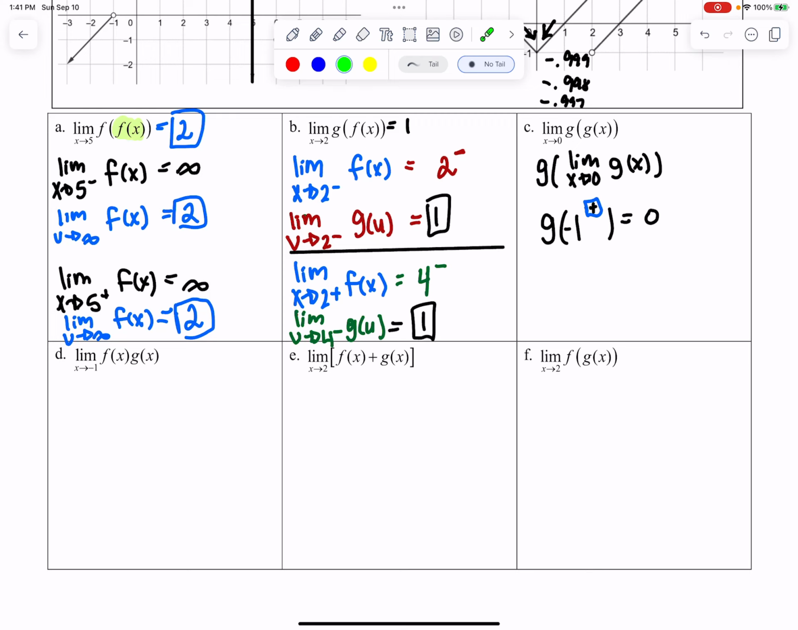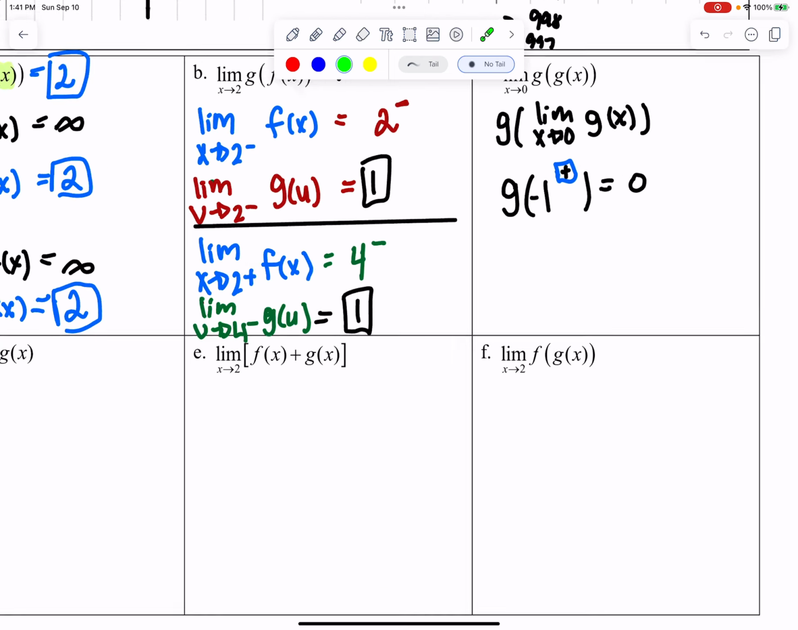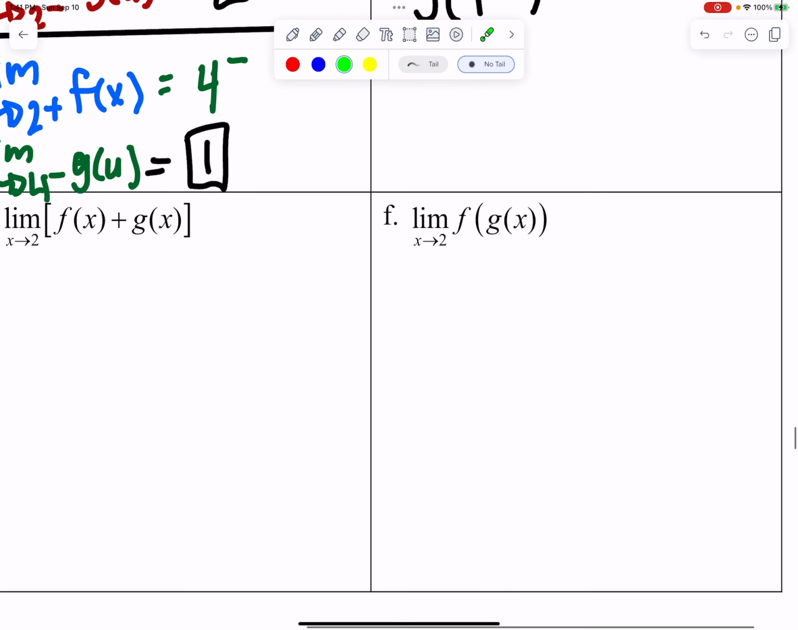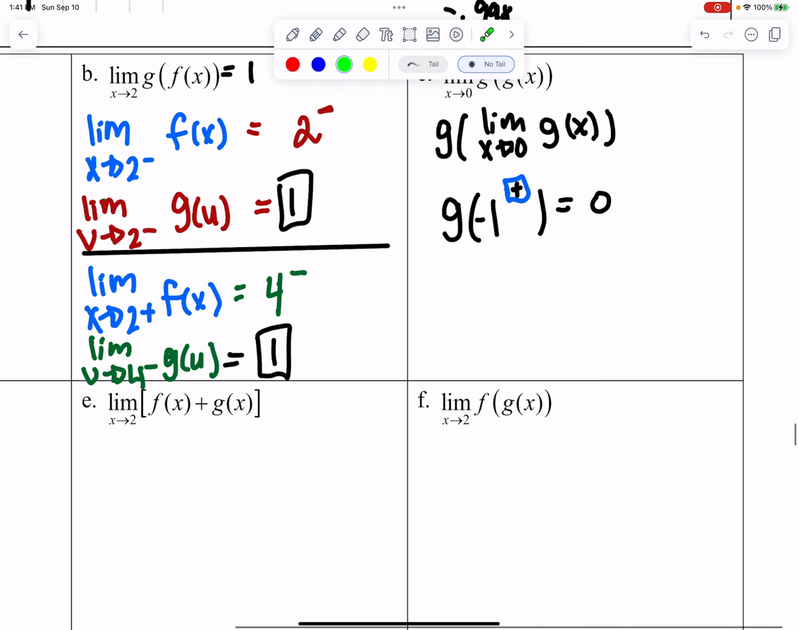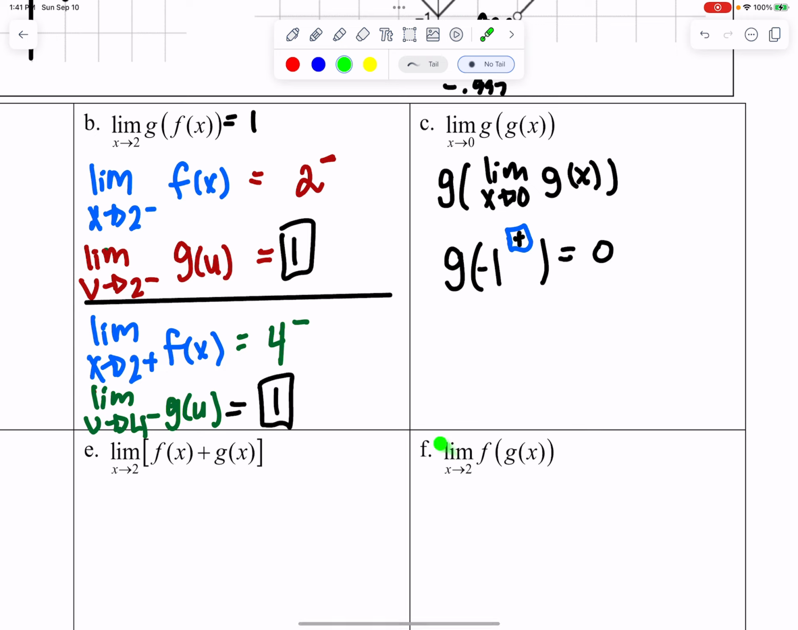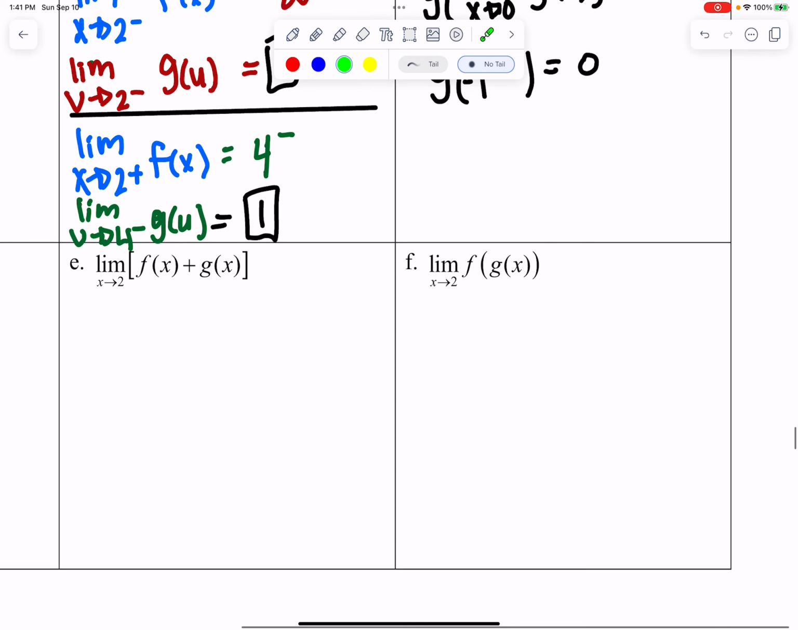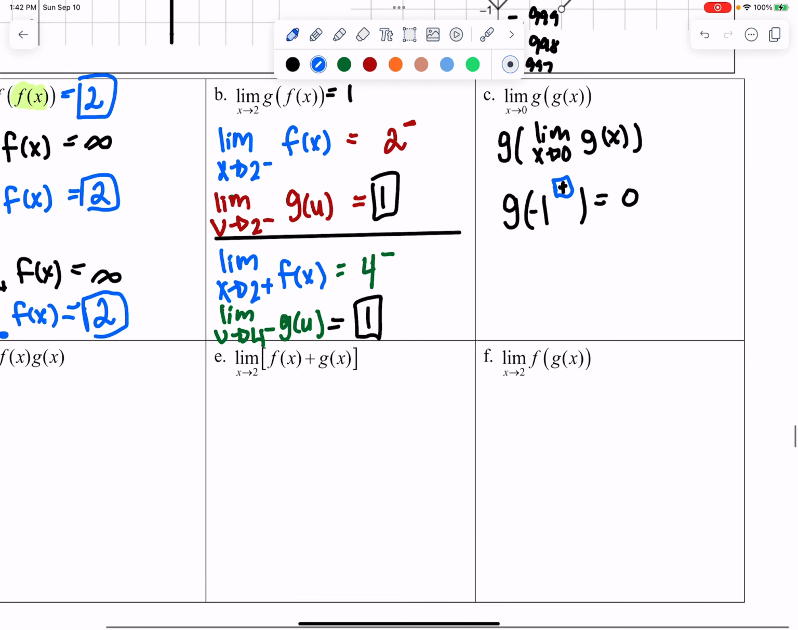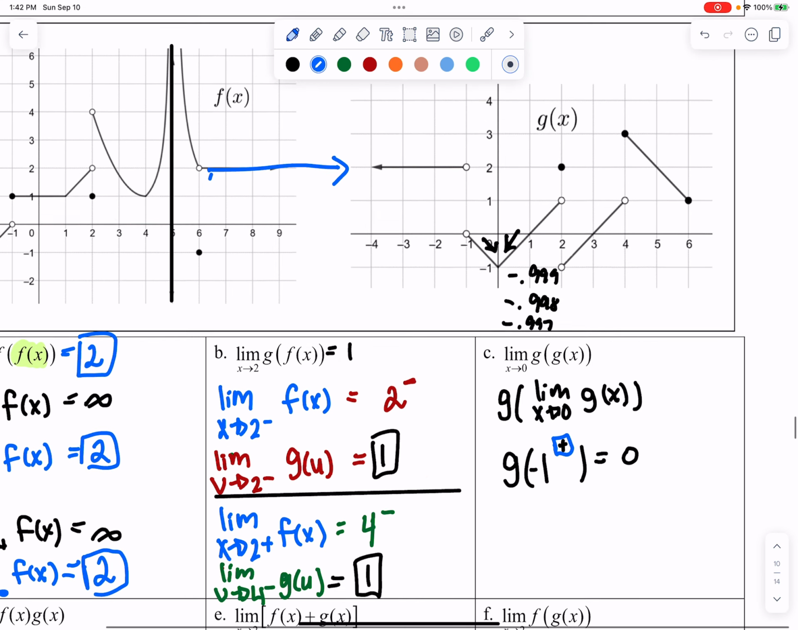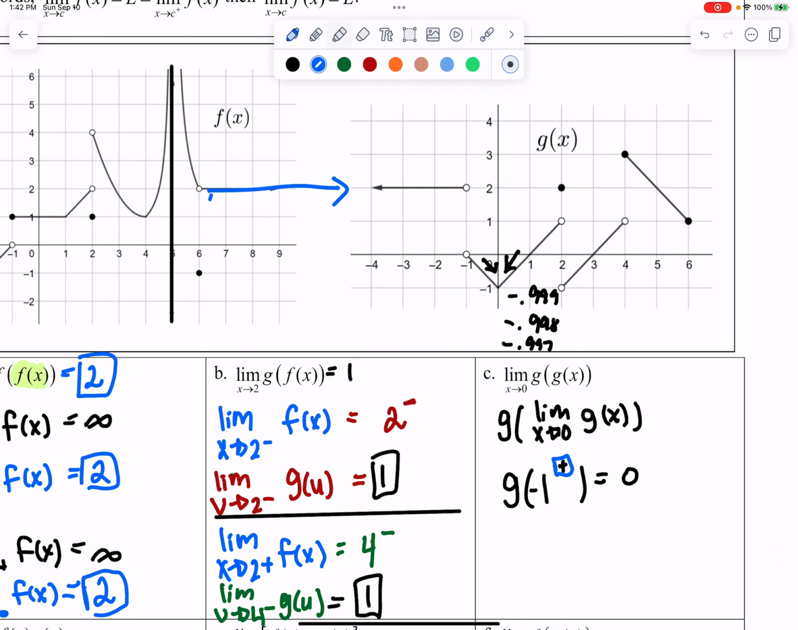Okay, so looking at part F, we are going to do the same thing here where we have the limit as x approaches 2 of f of g of x. And notice how this is basically a flip of part B. So now g of x is going to be my inside function and f is my outside function. So here, I want to look at the limit as x approaches 2 of g of x. And notice once again, it's not continuous.